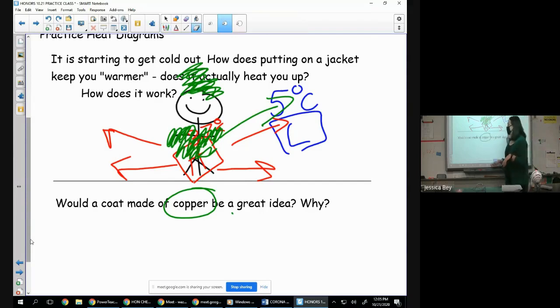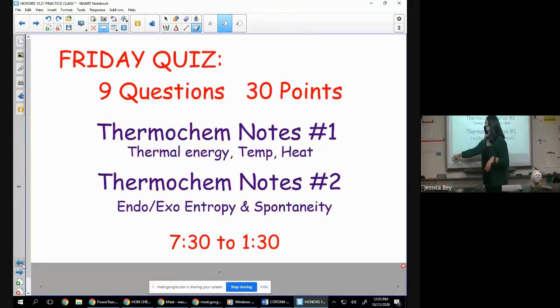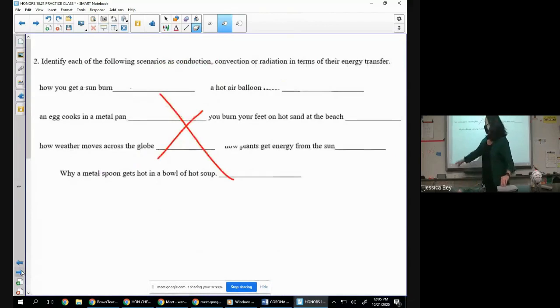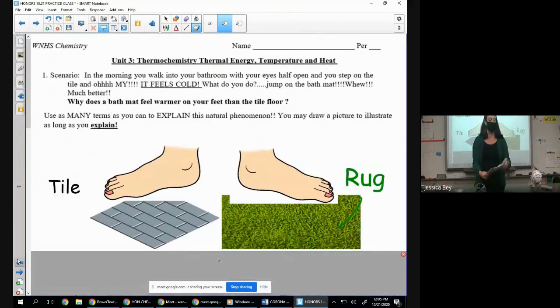Easy. So what you're going to do is go to your packet and start at the very beginning of the packet.